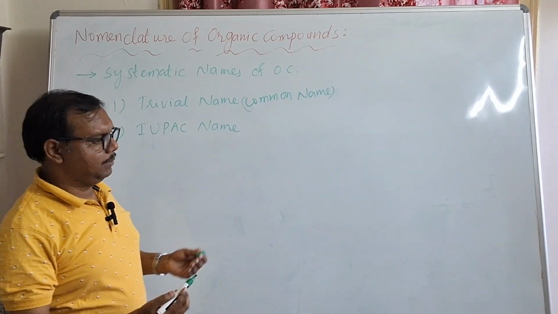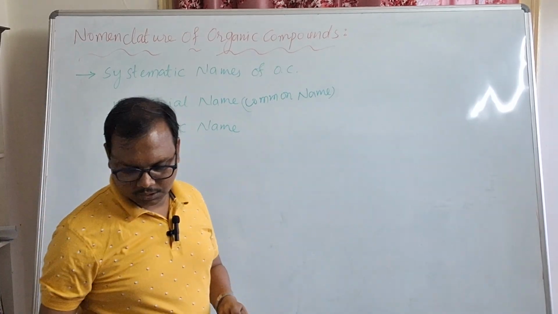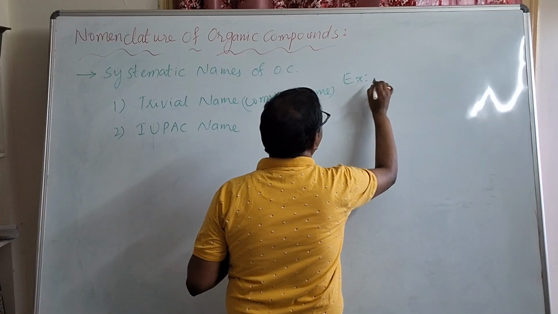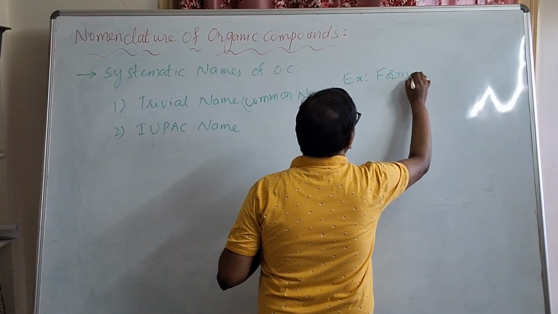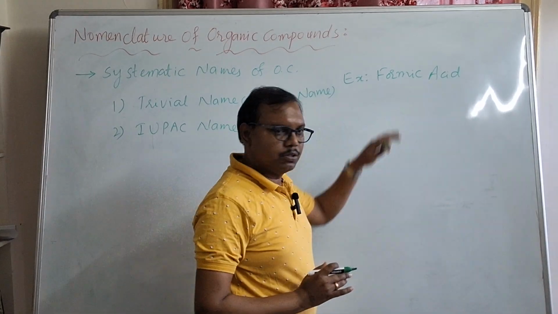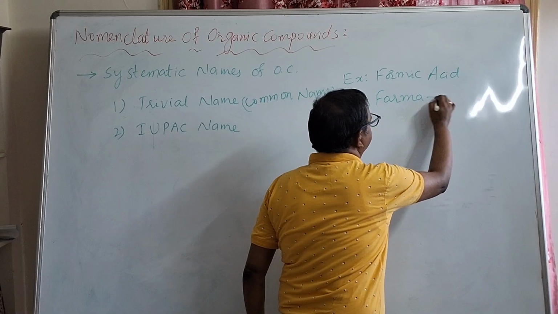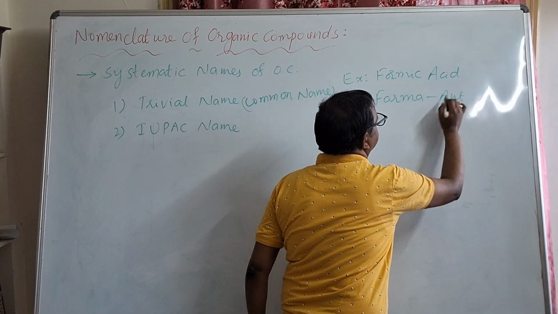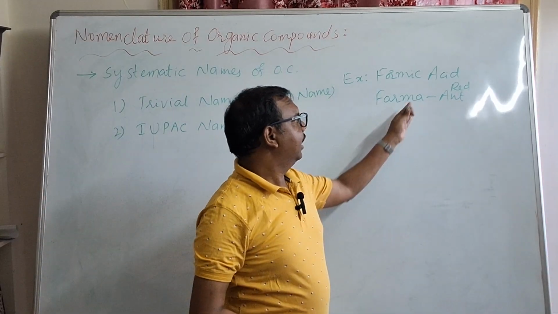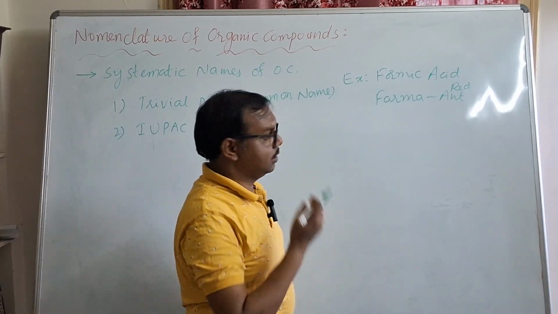Here, the common name is nothing but what? For example, take formic acid. As an example for the trivial name, formic acid is obtained from the source. Formica means red ant in Greek. The acid is obtained from red ants because that is its source. That's why it is called formic acid.